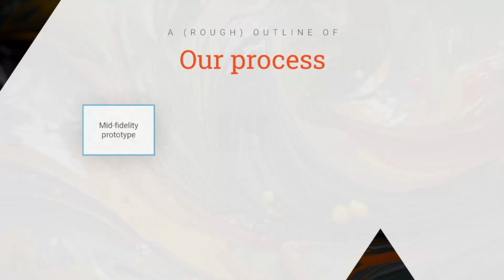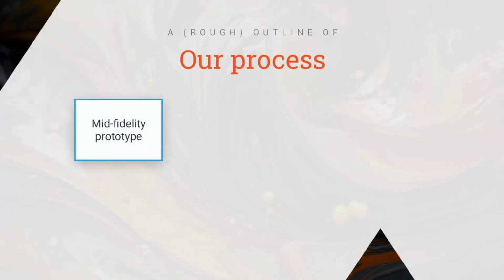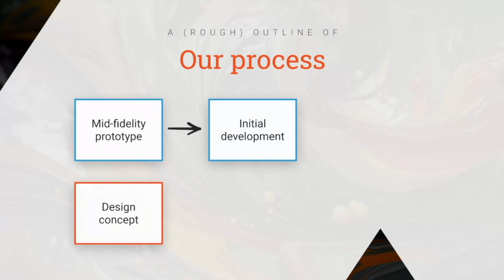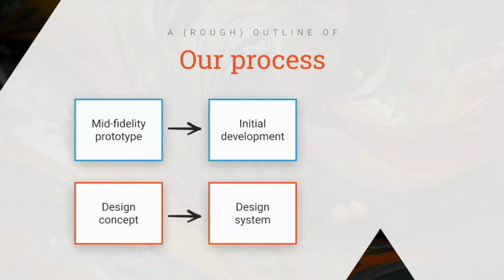We'll work through a mid-fidelity prototype, making necessary adjustments to accommodate your site requirements, and pass this reference on to our development team to get started on the initial development of your actual build. This allows our developers to work most efficiently, building essential functionality ahead of applying custom styling. Of course, a creative design concept will still be produced, and component styles will be applied to the design system over the course of the project.